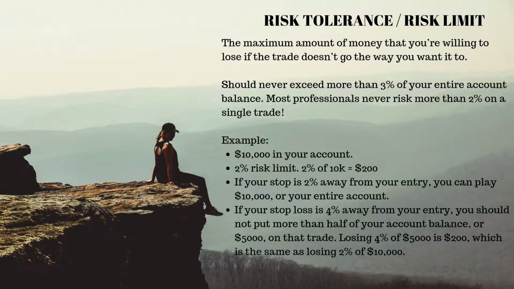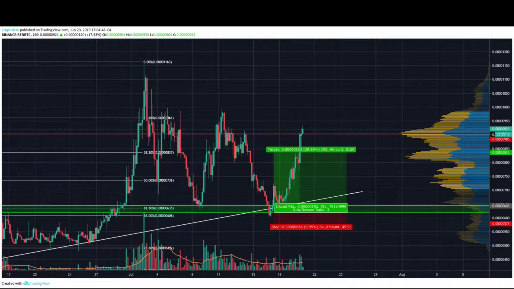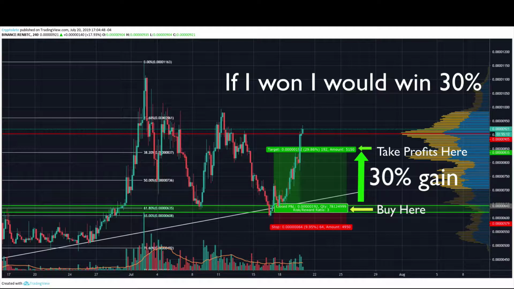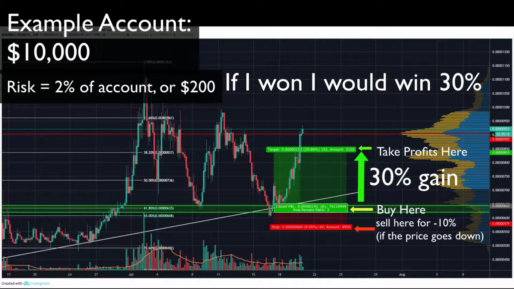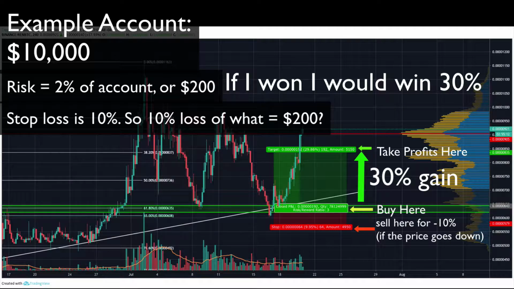So here's an example of a trade that I recently won. You could see that if I won this trade, which I ended up winning, I would win 30%. You can also see that if I lost this trade, I would lose 9.9, or let's just say 10%. Using a $10,000 account as our example account and keeping our risk to 2%, we would only want to risk at the most $200. Since the stop loss for this particular trade was set at 10%, I would need to figure out how much I could put into the trade so that if I lose 10% of that amount, it wouldn't be over $200, which is my risk limit.